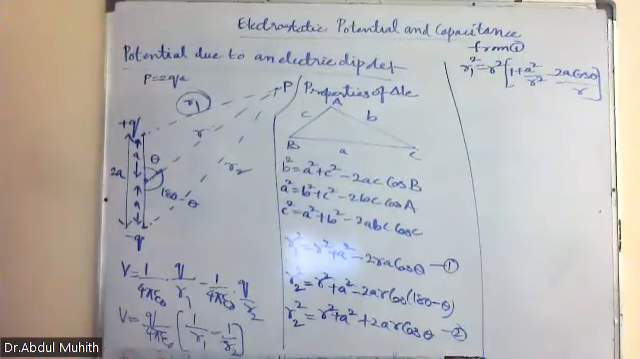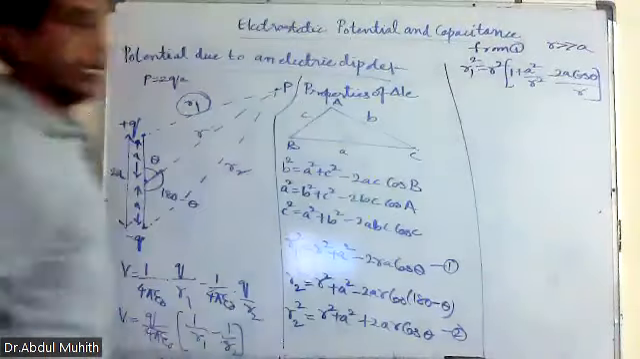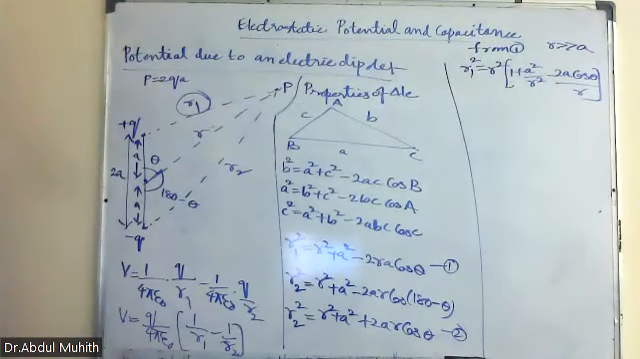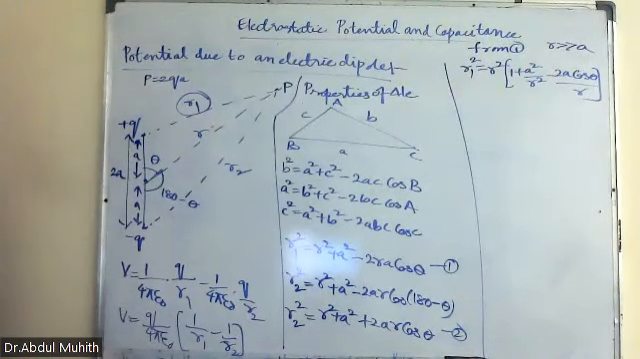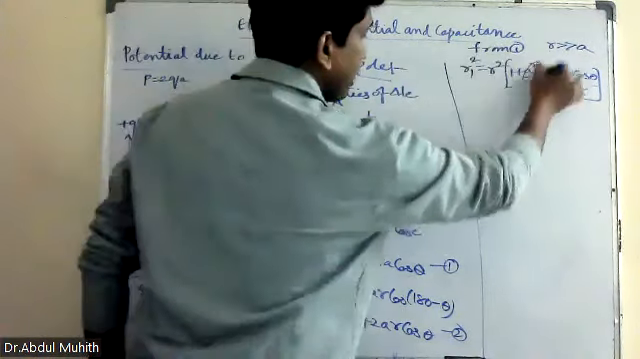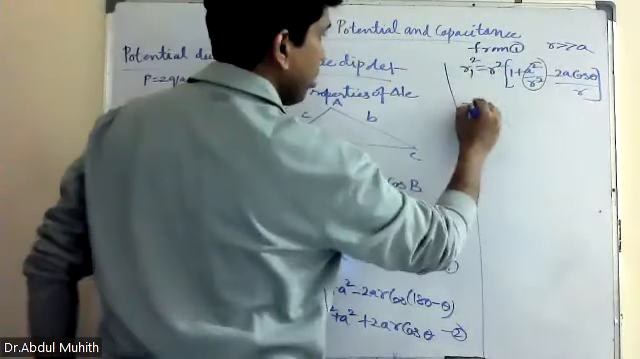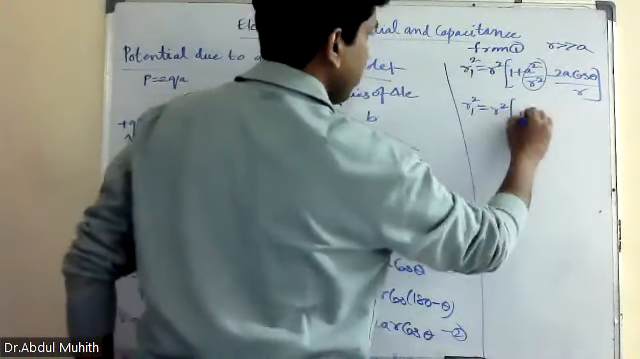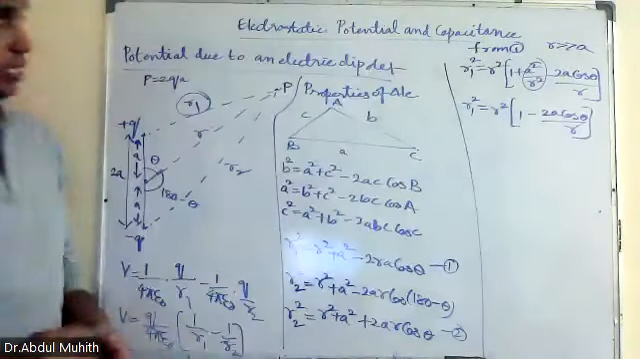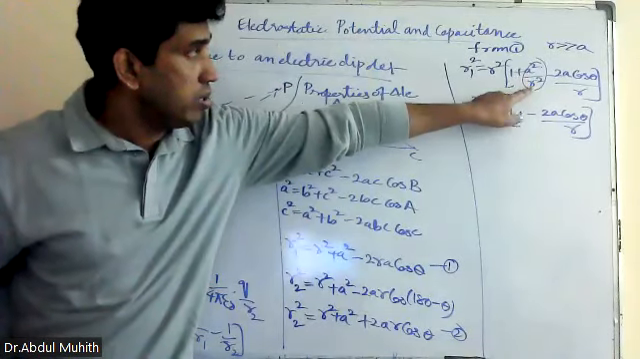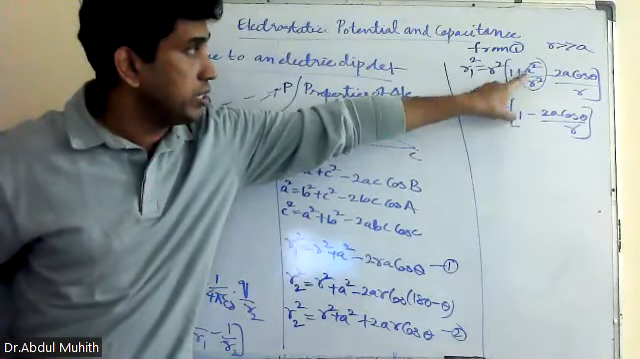I am taking R square common out of it, where R is much greater than A. A is in Angstroms or nanometers, and R is in centimeters or meters. Got it? I got the first formula. Now similarly, for R1 square, because R is much greater than A, I am not going to take this into consideration. So R1 square is equal to R square into 1 minus 2A cos theta divided by R. Why haven't I taken it like that? See, this is in nanometers and this is in centimeters.